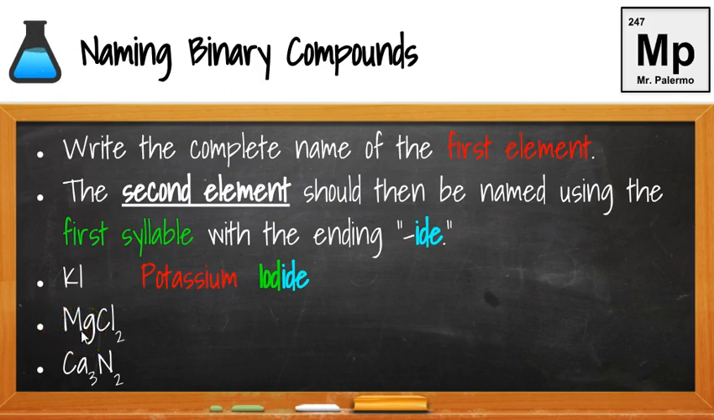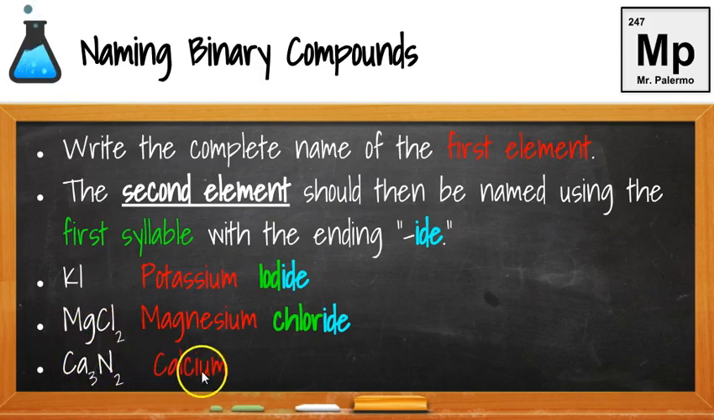Mg is magnesium, write the full name. Chlorine, we take the first syllable chlor, and then add the "ide" ending. Calcium, take the full name, and then for the negative anion, nitrogen, we get nitride.